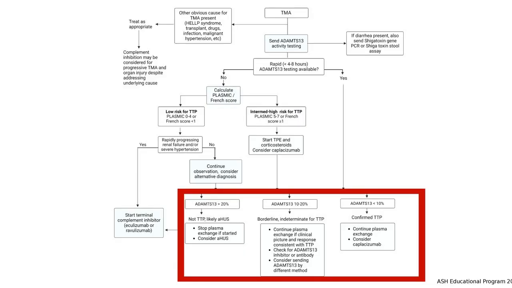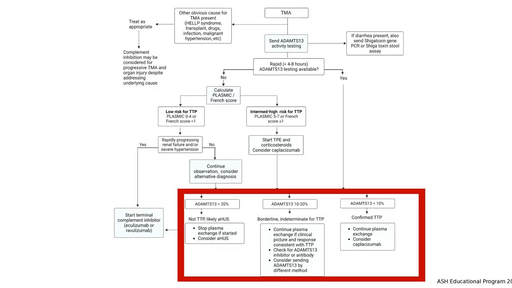If the ADAMTS13 comes back, great. And in that case, you can depend on ADAMTS13 whenever it comes back. When it is less than 10%, of course, it's diagnostic for TTP, and then you can start or continue with the management for immune TTP. If it's above 20%, then it's clearly not TTP, and we should think about other alternate diagnoses. Could be secondary TMA, could be atypical HUS, and so on.